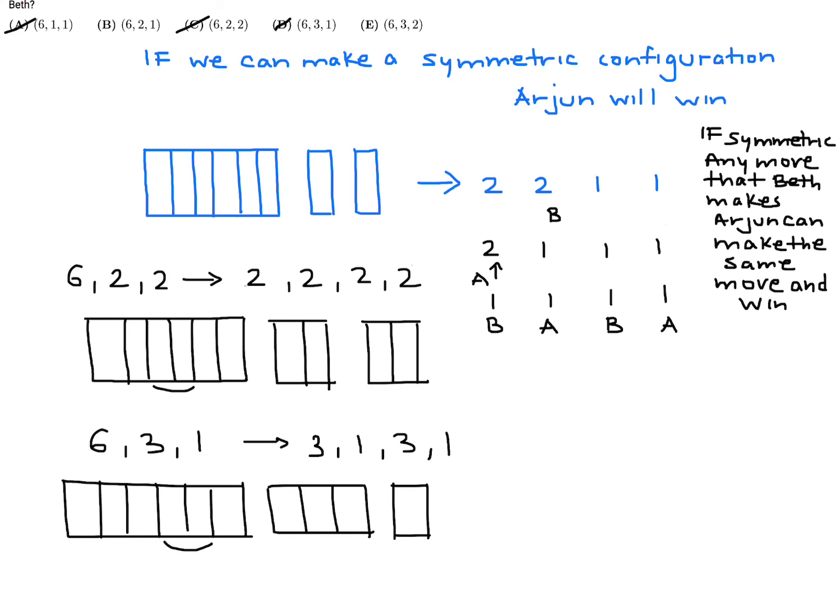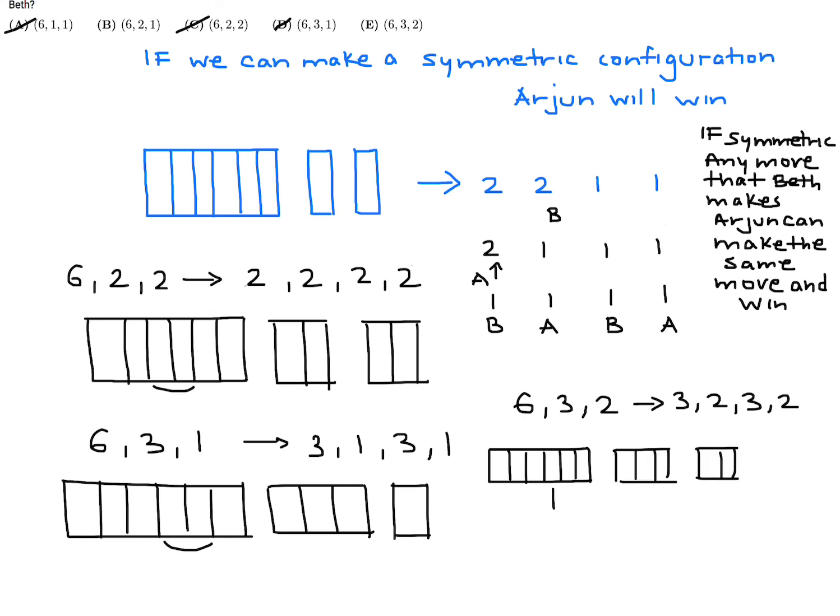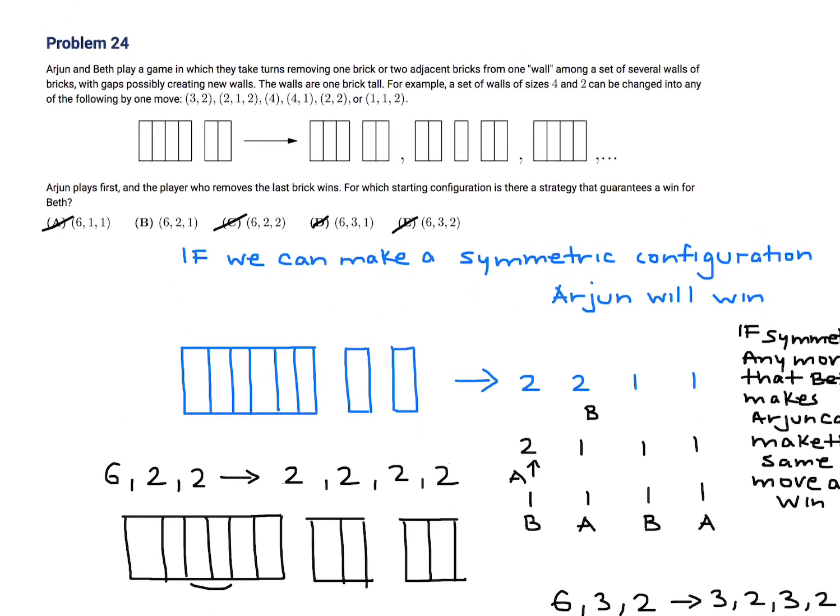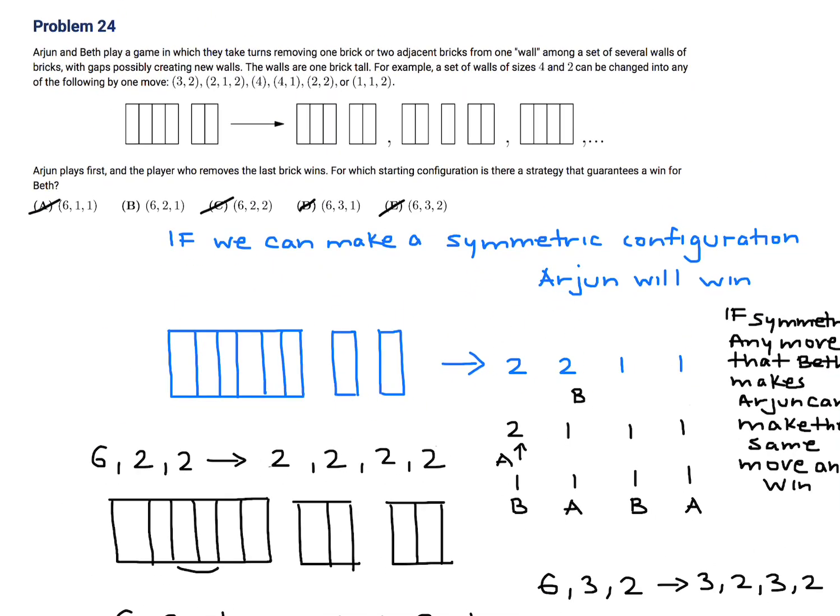And then the last one, 632, that can be made into 3232. And you can do that by removing that block. And that would be 3232, 2 of the same number, 2 of the same number. So that's symmetric. So therefore, E, Arjun wins. So by process of elimination, number 24, the only one where Arjun does not win for sure is B. And therefore that is the correct answer for number 24.